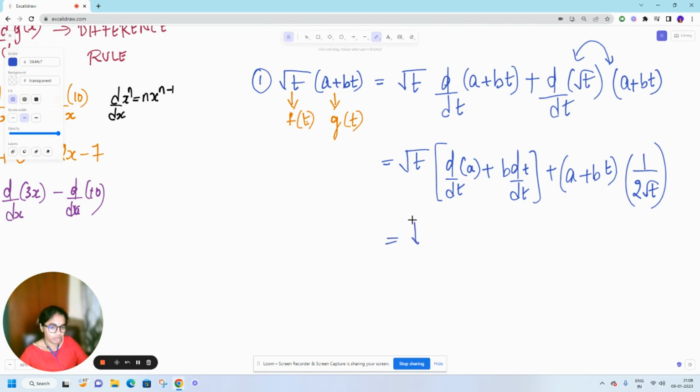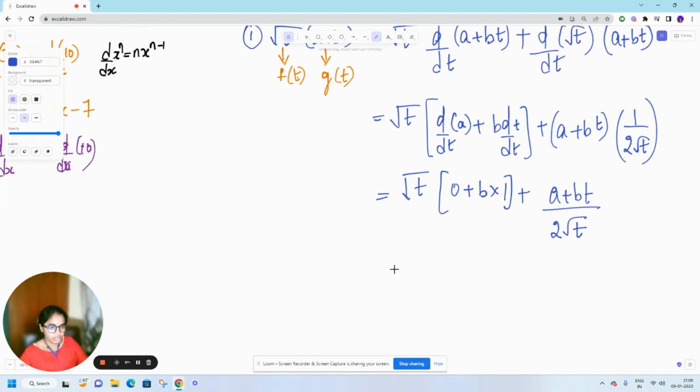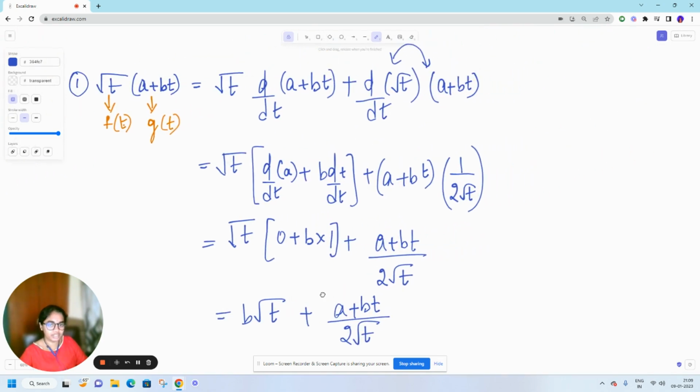Correct? So root t into derivative of a constant is 0 plus b remains as it is. And derivative of t with respect to t is what? It is 1 plus a plus bt divided by 2 root t. Okay, so the final answer is b root t plus a plus bt divided by 2 root t. This is our final answer.